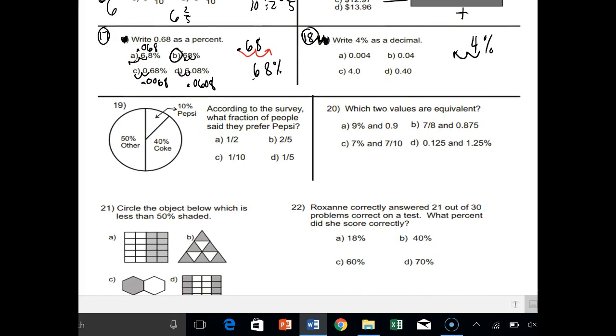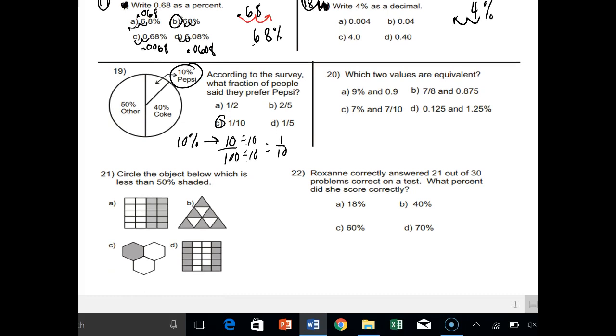19. According to the survey, what fraction of people said they prefer Pepsi? So here's Pepsi. It's 10%. So basically, what fraction is 10%? Well, that's per 100, 10 over 100, or divide by 10, which is 1/10. C.